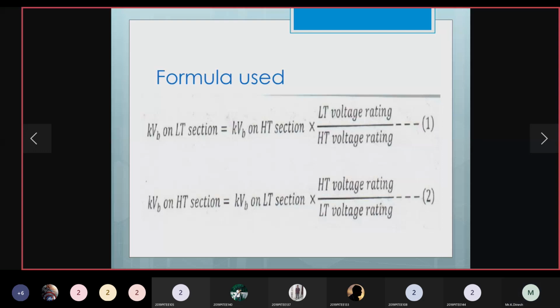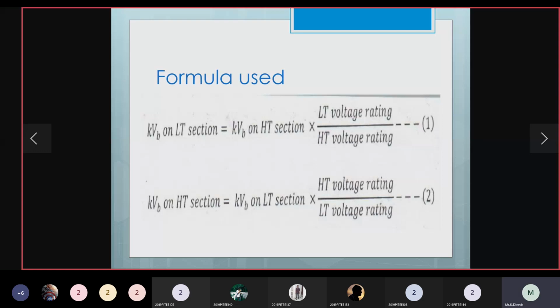Yes, sir. So the next formula is KVB on the HT section. It is just a replication of your LT: KVB on LT into HT by LT. These two formulas are required when you have a change of base. When I explain the problem, I will show where it is used. For the time being, just remember the formula.